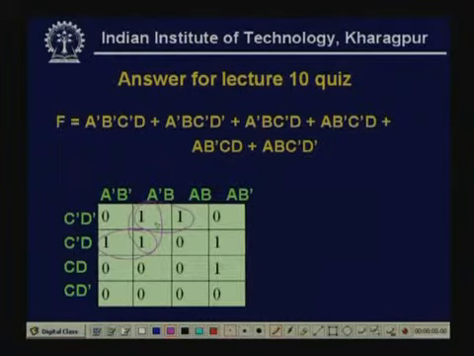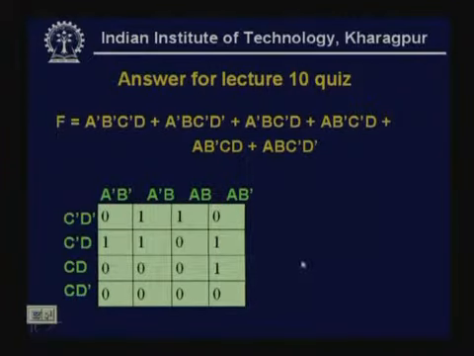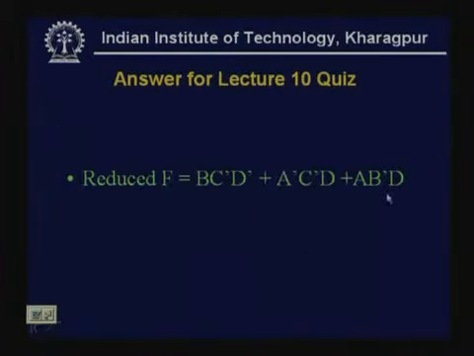This we can easily reduce, and that is why there are only 3 terms, and this term is for A B dash D. So, we got the expression: A B dash D, and for the previous 2 couples, B C dash D dash plus A dash C dash D.